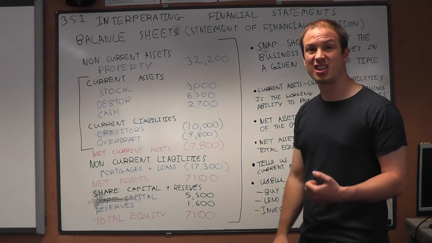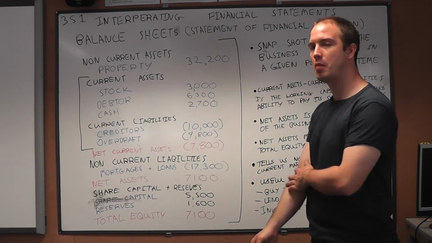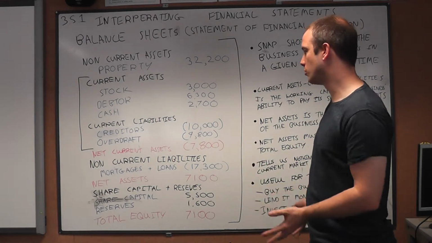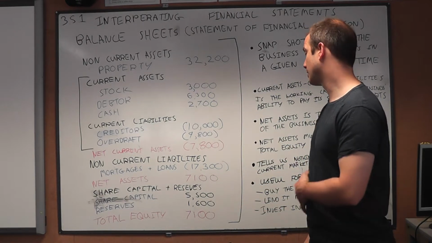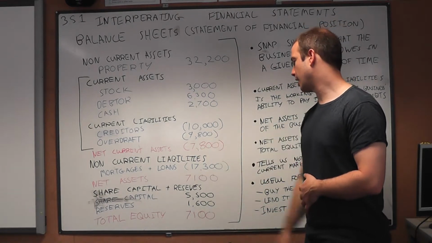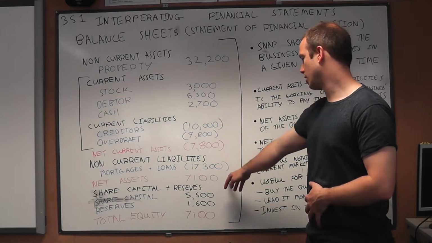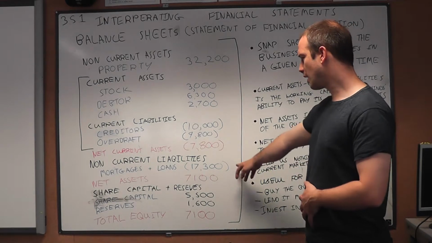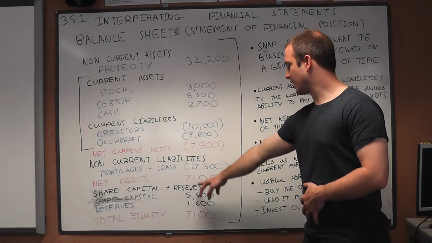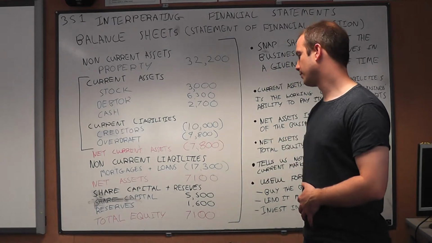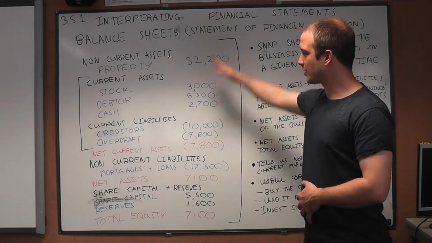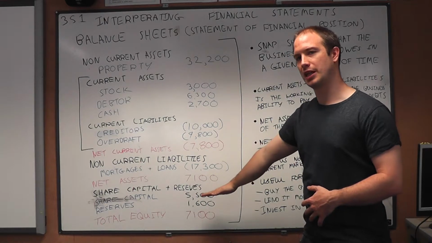So it's all the things that the business has minus all of the things that the business owes. And that gives us the net worth of the business, the value of that business. So in this case, it's 7,100 million. So that's the net value of the business. So that's one side of our balance sheet.